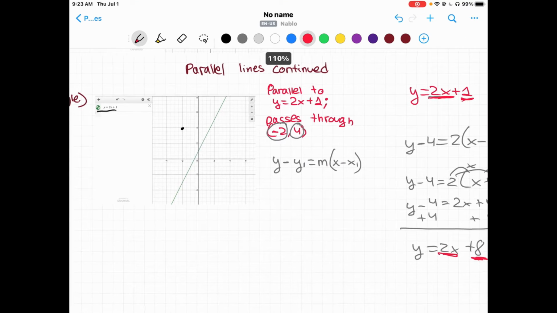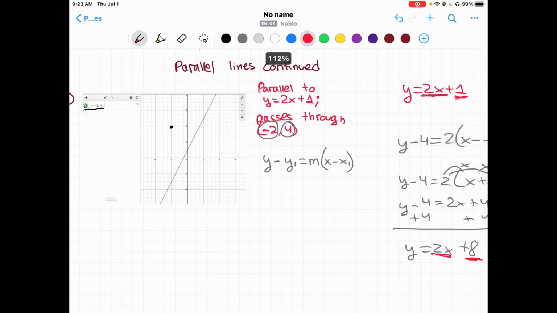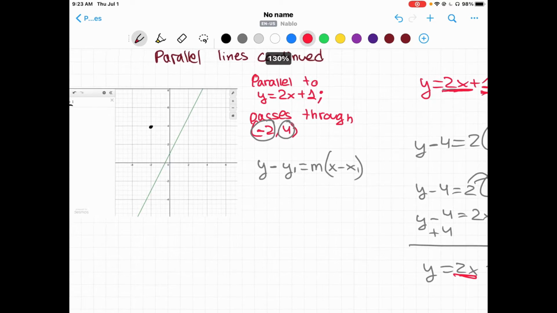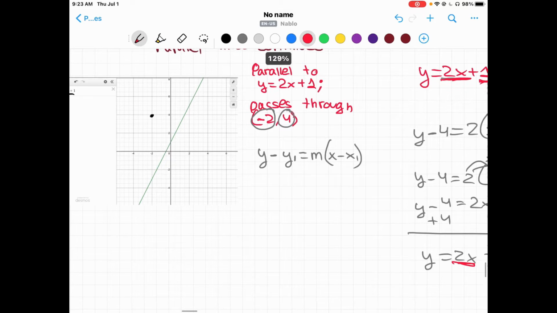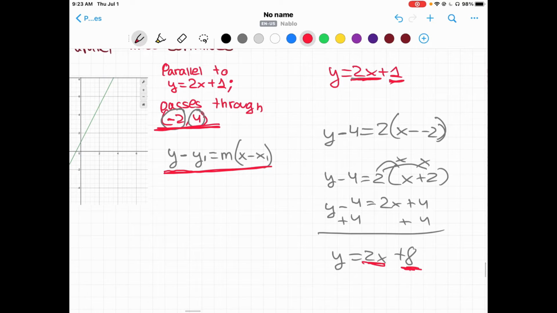So whenever you are asked to find a line parallel to another line that passes through a specific point, you use point slope form to solve for that equation, because you already know one of the points of that new line and the slope. So you can easily just substitute the values into this formula and find the equation just like we did over here.